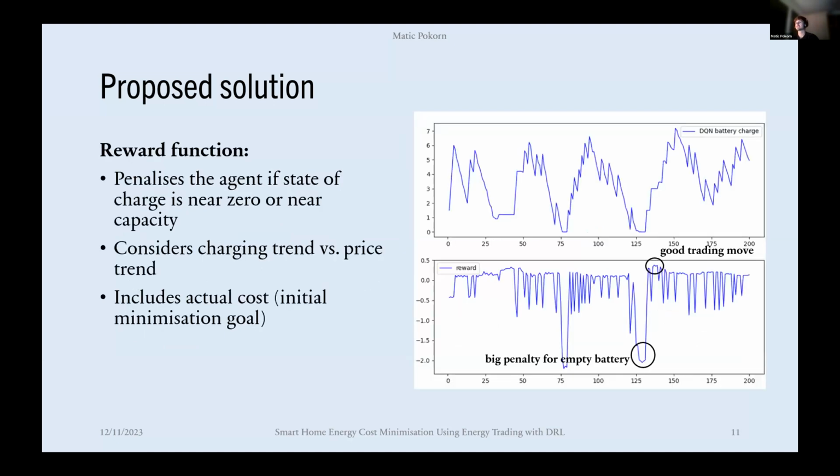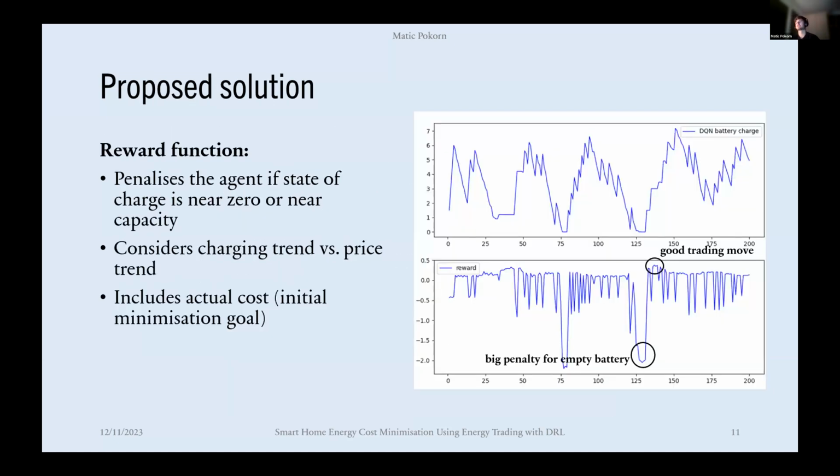Our reward function consists of 3 parts. The first part penalizes the agent if the state of charge is near 0 or near capacity. This is so that we try to keep the battery state of charge in a state where it's not completely empty and not completely full, so we can use all the actions possible.